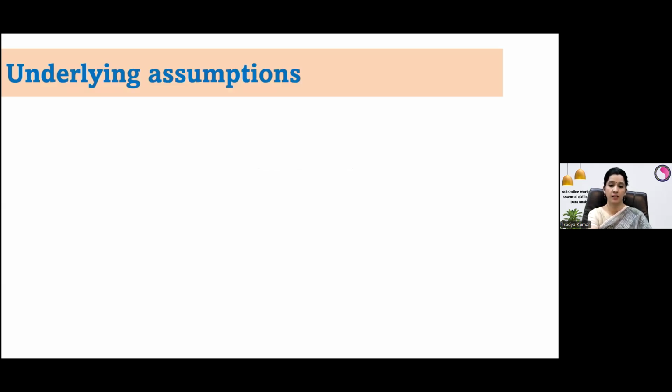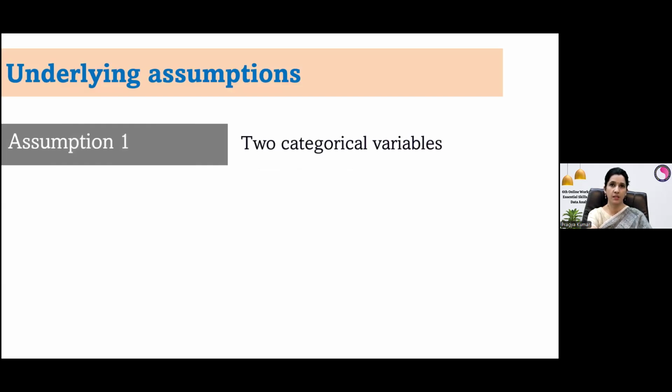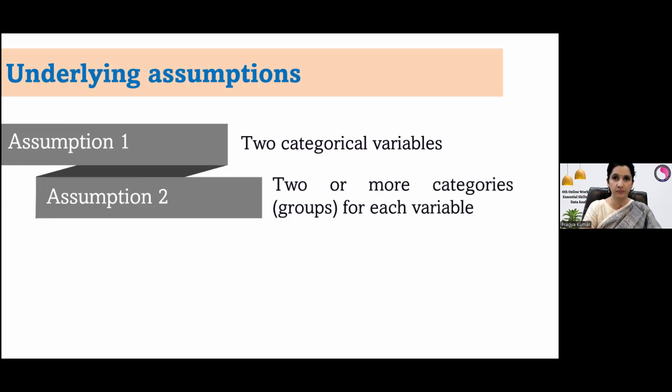So what are the underlying assumptions? The first assumption is that there should be 2 categorical variables. Remember, the chi-square test cannot be applied on a continuous variable, because you need a 2x2 table, or a 2 by n table. It's not only 2x2, it can be 2x3 or 3x3, but it should be a categorical variable. And the second, there should be 2 or more categories of each variable. So it should be either a binomial variable or a polytomous variable.